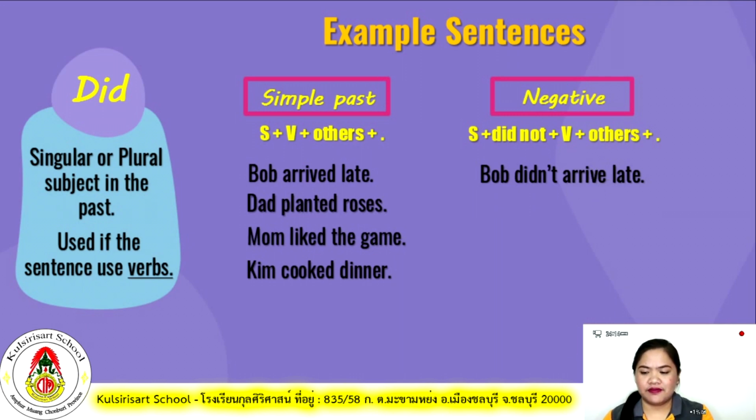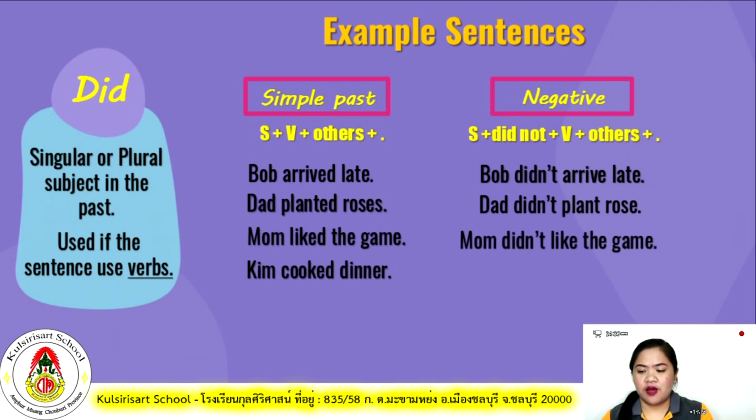Dad didn't plant roses. Dad is the subject. Didn't, or did not, is the negative phrase. And then plant roses: the verb is plant, and roses is the others. Next. Mom didn't like the game. So we have mom didn't for the negative, and like is the verb. Others is the game. And do not forget the full stop.